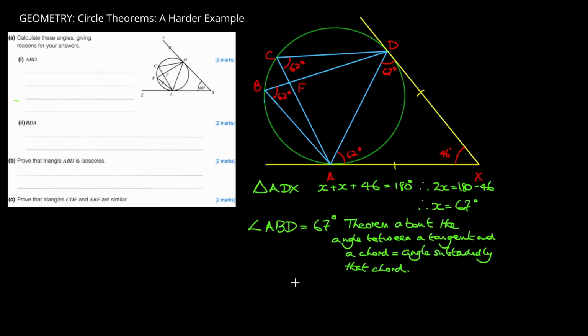I know it's a pain to write all that, but you do need to give the examiners proof that you know why you've declared angle ABD to be 67 degrees. So that was part A. Now let's have a look at part B. And they need us to find the angle BDA.